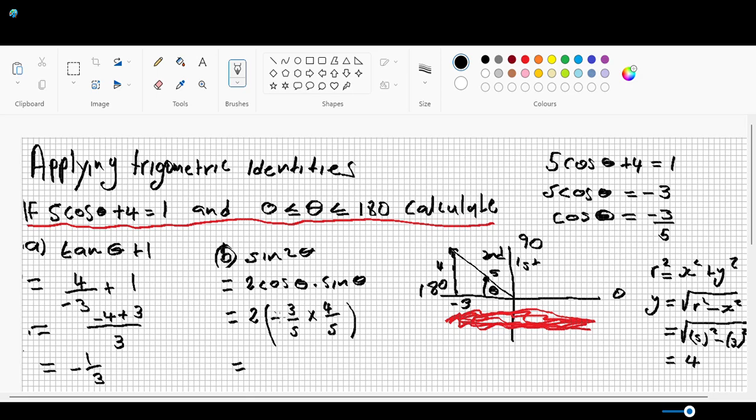Now if you multiply there, you're going to have 2 multiplied by 3 multiplied by 4, so the numerator is 24, over 5 multiplied by 5, which gives you 25. So the answer is going to be negative 24 over 25. Let's not forget the negative. So this actually is the answer for B.